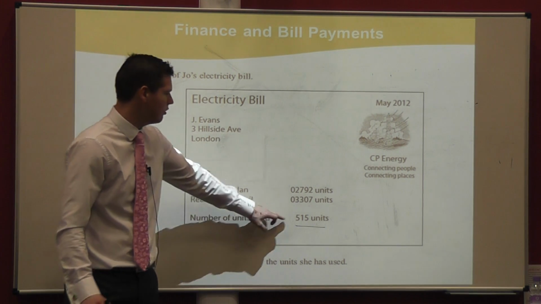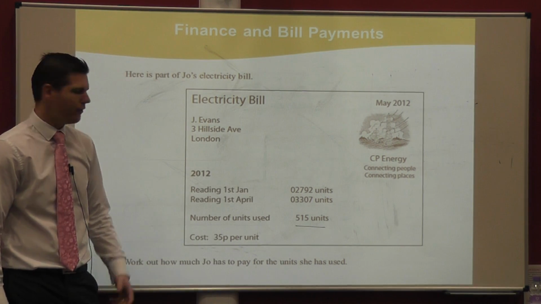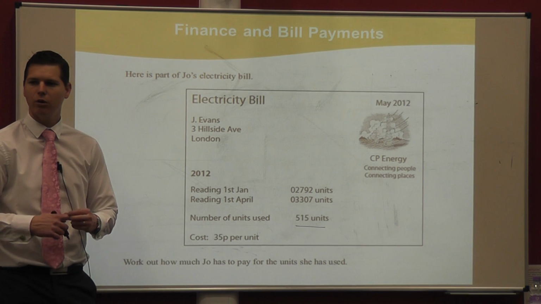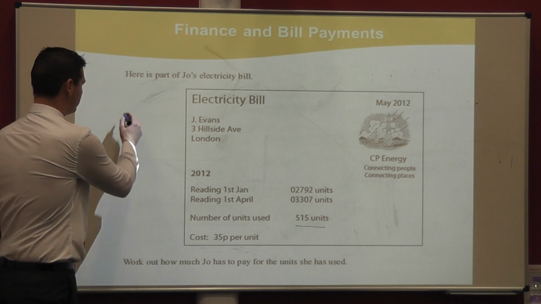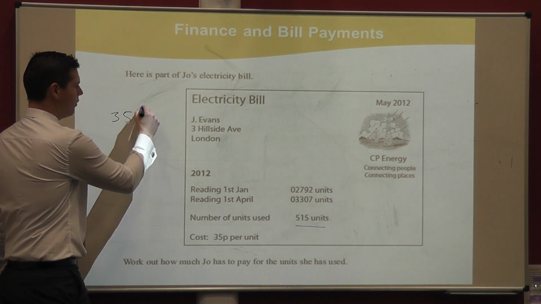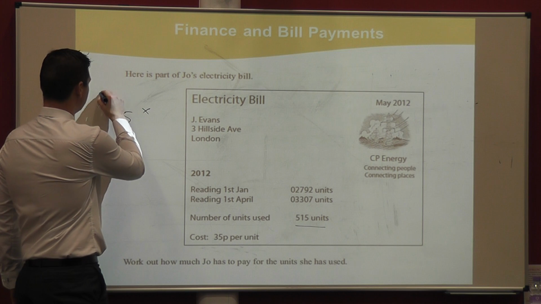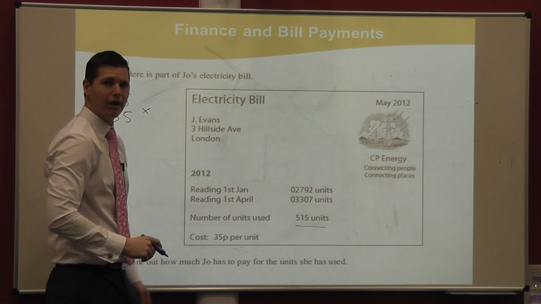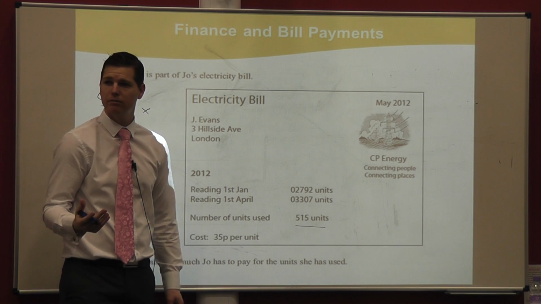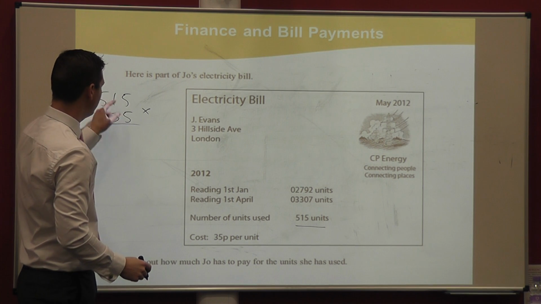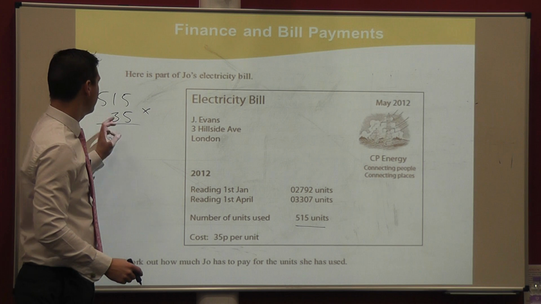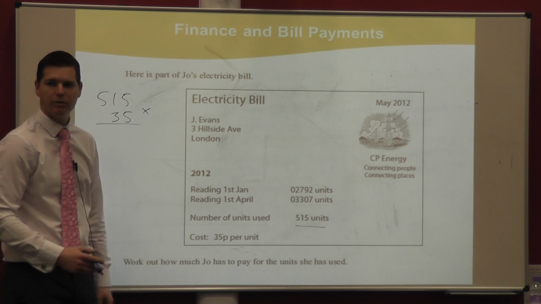So all I need to do is 515, and for every unit she uses, she has to pay 35p. So what do I need to do? Times it. Times it, that's it. 35 times 515. And then you go through and you do that multiplication. 5 times 5, 5 times 1, 5 times 5. Put down the 0, 3 times 5, 3 times 1, 3 times 5.